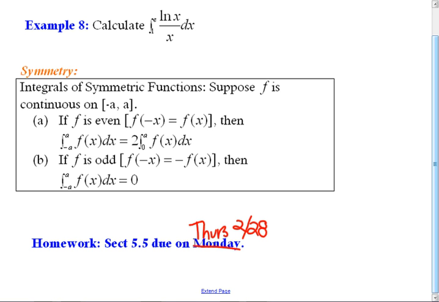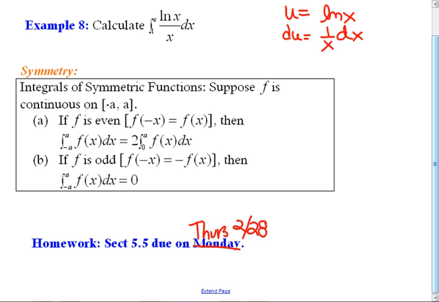Okay, you guys, how are we going to do this one? What do you want u to be? Alan, what do you want u to be? Okay, shh. What do you want u to be? What's u? It's the natural log of x. So what's du? 1 over x dx.